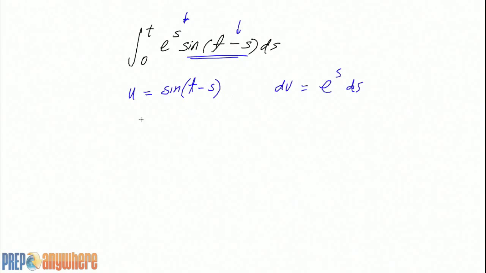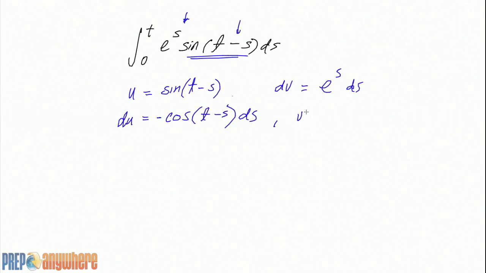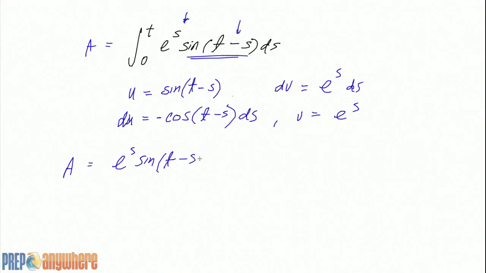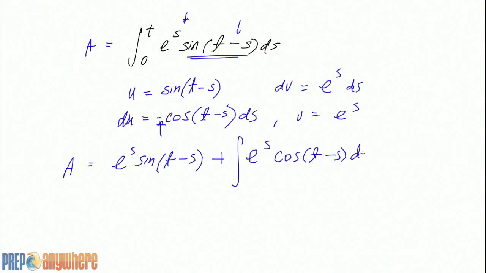Okay, so having said that, let's differentiate the u. You get a cosine of t minus s, chained by the derivative of t minus s. Remember, t is a constant, so we get a negative here, negative ds, and v stays the same, e to the power of s. So let me call this a here. So then we have a, u times v, so e to the power of s sine t minus s. Okay, so subtract, but there's a negative here, so it's going to be plus the integral of e to the power of s cosine t minus s ds.